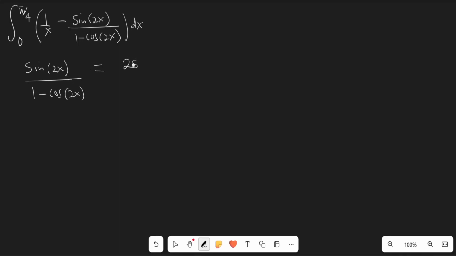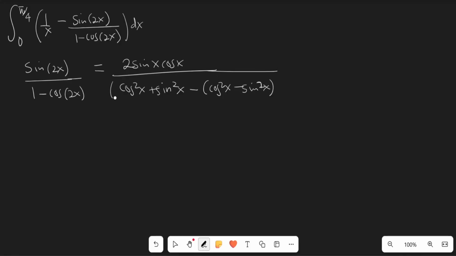So sine 2x can be written as 2 sine x cosine of x. Divided by 1, here I can write 1 as cosine square x plus sine square x. That's from the Pythagorean theorem. Minus cosine 2x is the same as cosine square x minus sine square x. And then this can be written as the numerator 2 sine x cosine of x divided by cosine square x plus sine square x minus cosine square x plus sine square x.